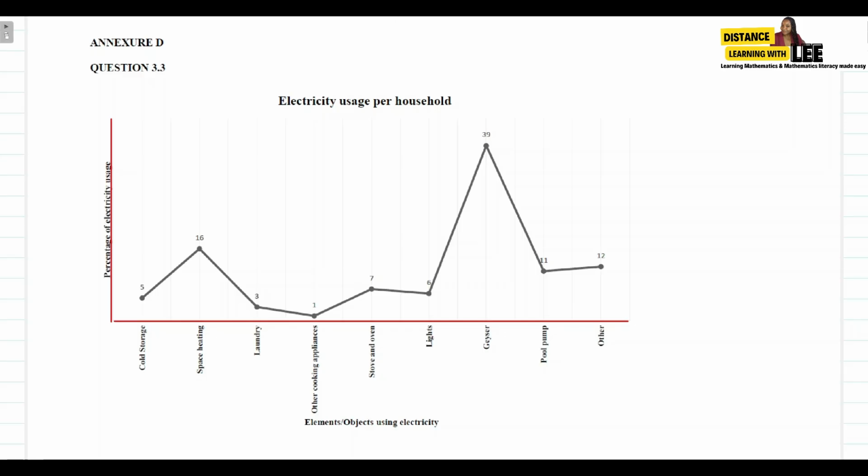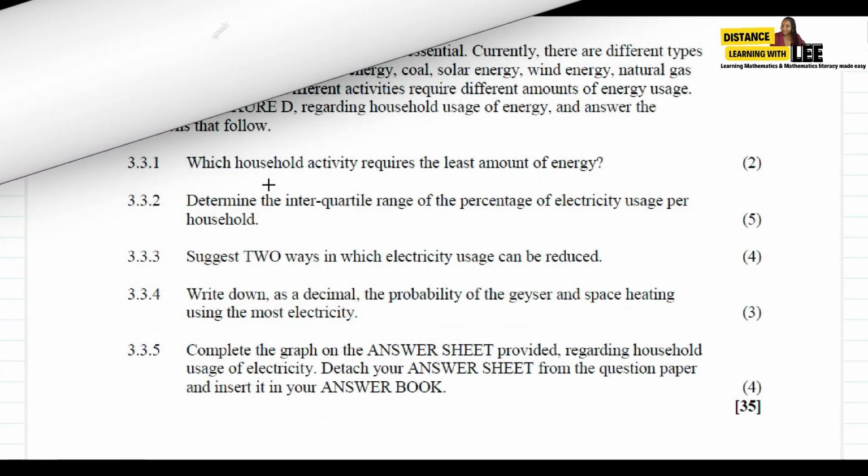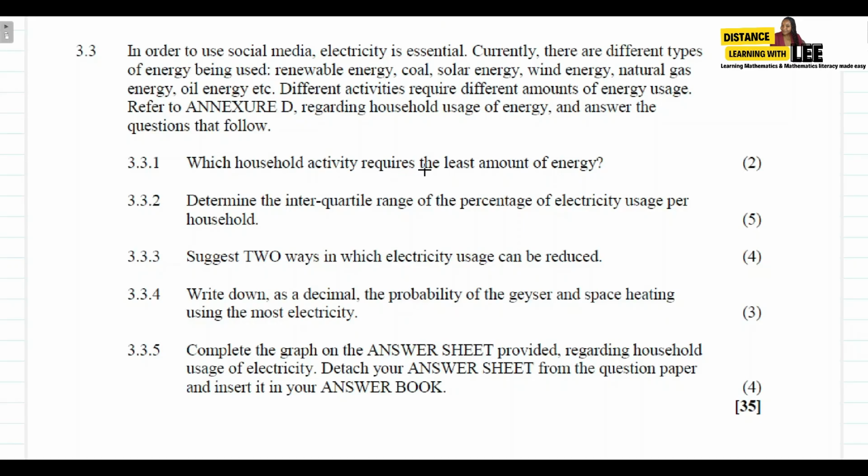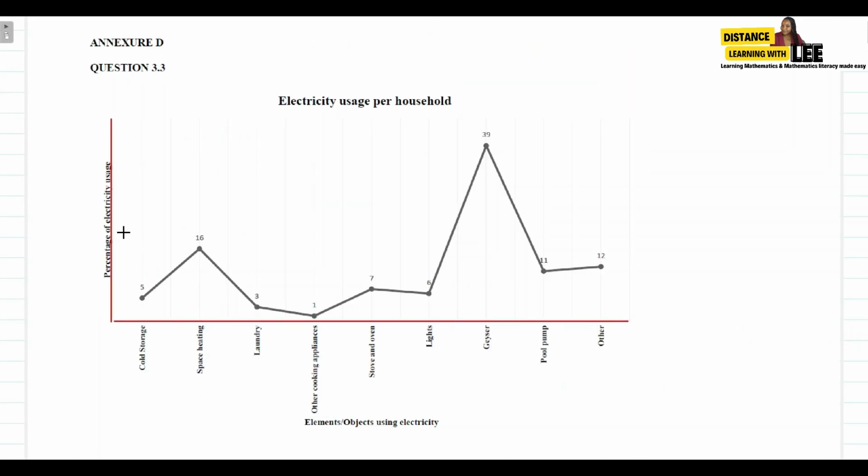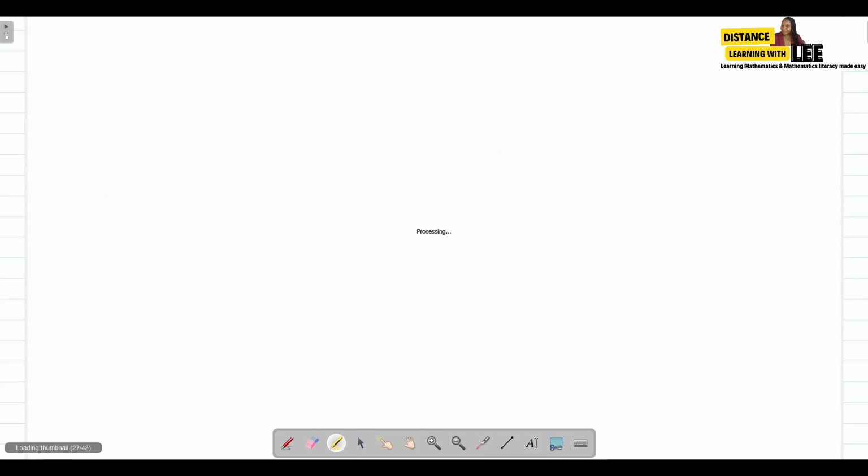Okay, so let's look at the questions that are given to us. Which household activity requires the least amount of energy? Okay, so here, which object requires the least amount of electricity, right? This one is nice and easy. We can see that other cooking appliances just need 1% of electricity, okay? So therefore, we are going to write that down.